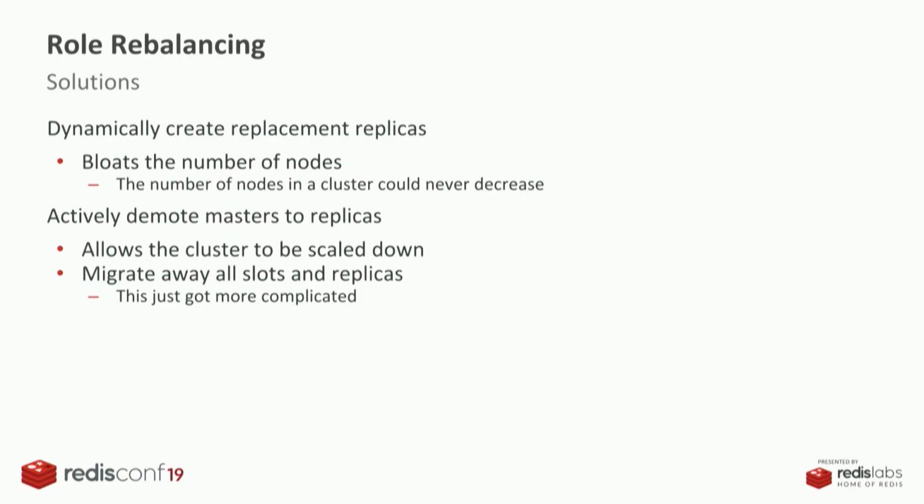And you could actively demote masters to replicas as well, which means you have to do the slot migration, you have to move away any data, you have to make sure that nobody tries to migrate data while you're doing it, and you can basically take an empty master and make it a replica. So it's not the most trivial thing, but you can actively demote masters, though it does require moving any data that was on the masters.